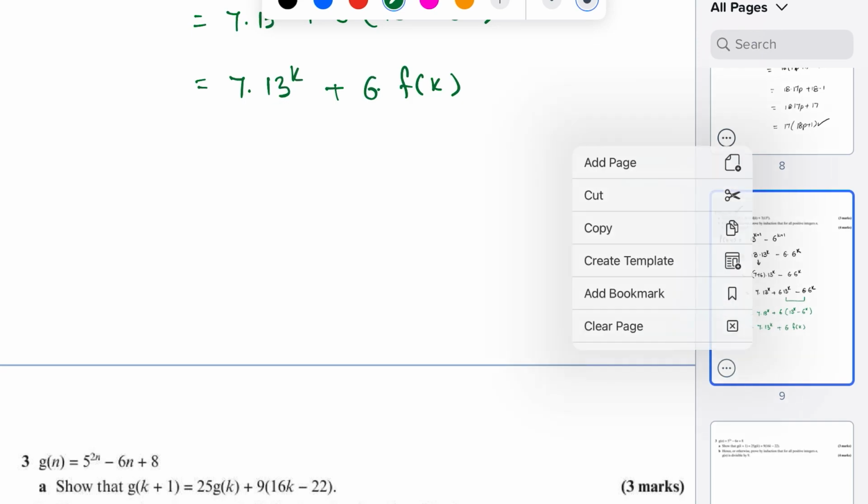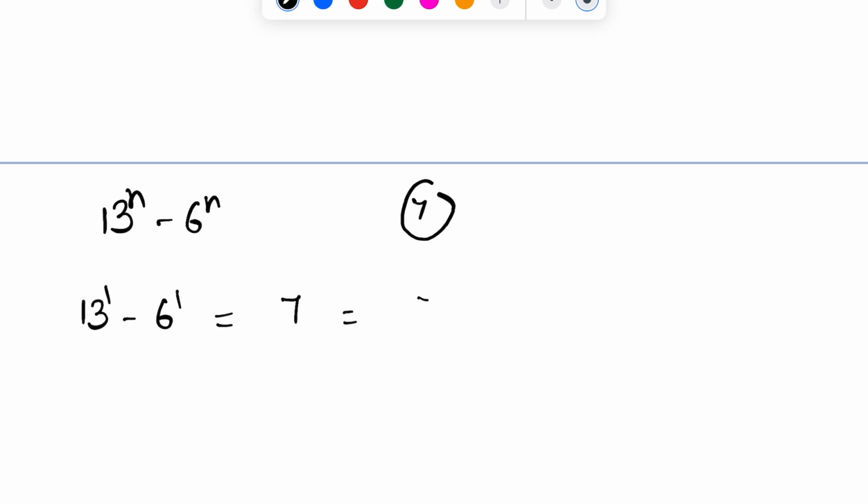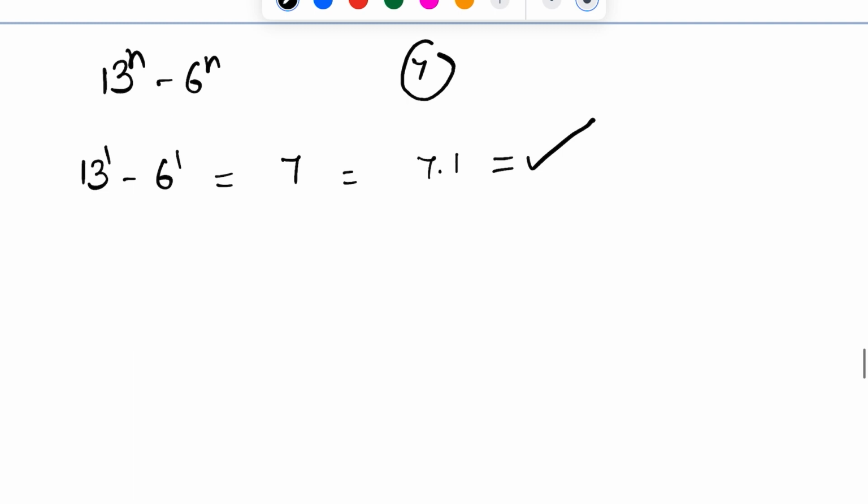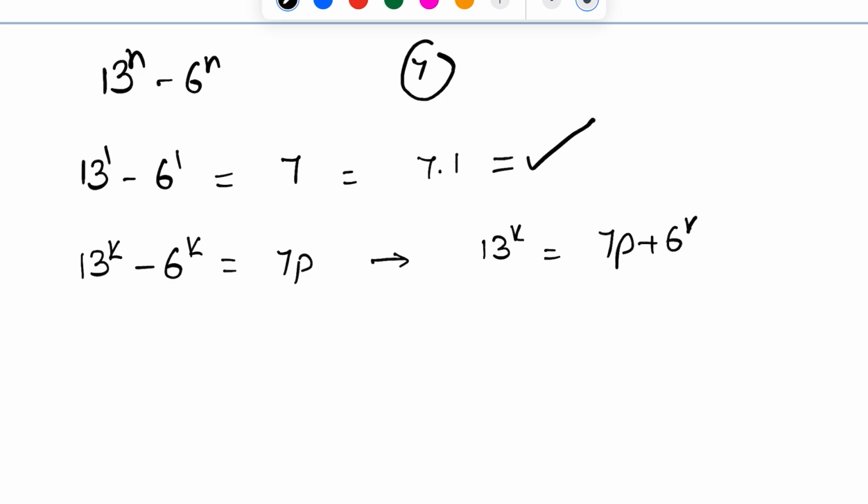So we have to prove that 13 power n minus 6 power n is divisible by 7. Let n equal to 1. 13 minus 6 is 7, which is 7 times 1. It is divisible by 7. Now let us assume that it is divisible by 7 for n equals k, so it equals 7p. Make 13 power k the subject: 7p plus 6 power k.